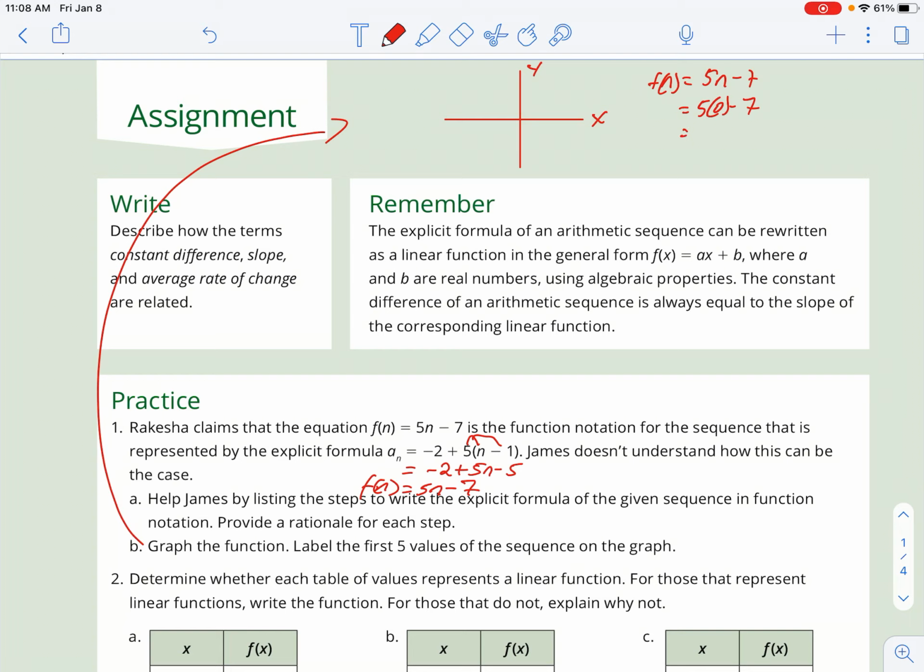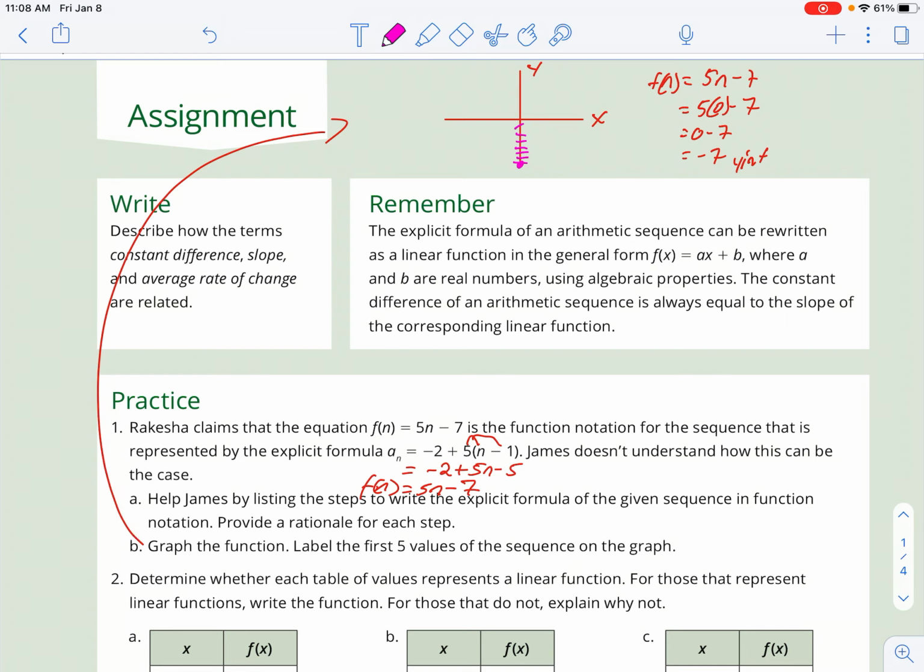5 times 0 is 0. 0 minus 7 is then negative 7. So what I have found is what we call our y-intercept, because that occurs when x is 0, or in this case, n is 0. So go to your graph and just sketch it out. 1, 2, 3, 4, 5, 6, negative 7 is down here. So that's 0, negative 7, that's 1 point.